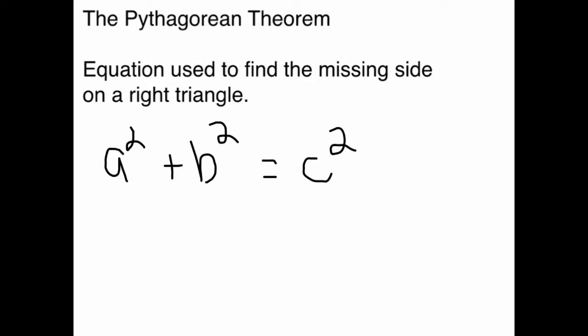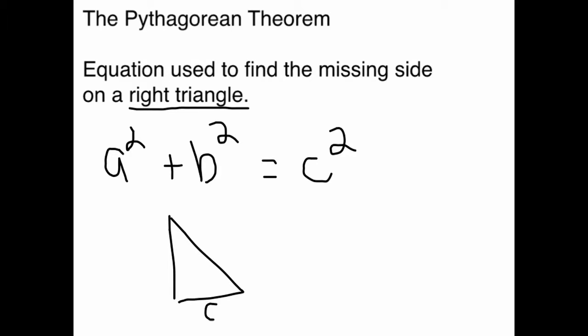Alright guys, today we're going to be talking more about the Pythagorean theorem. Just a reminder, it's an equation used to find the missing side on a right triangle. This will only work on a right triangle. And just a reminder of what the theorem is, a squared plus b squared equals c squared.